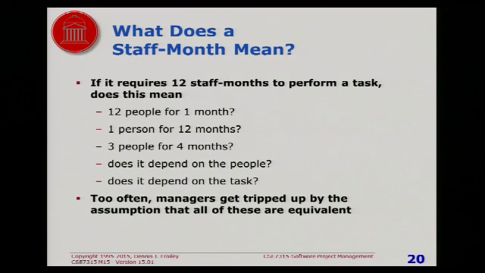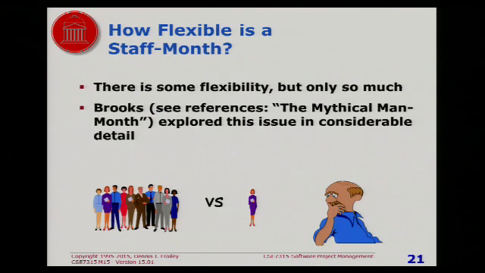Maybe it is. The point is, you have to think that through, and you have to say, does this make sense? There's a lot of flexibility, but only so much. In other words, if you have 3 people for 4 months, then maybe 4 people for 3 months is a reasonable alternative. But 12 people for 1 month or 24 people for 2 weeks, maybe not. It depends on what you're doing.